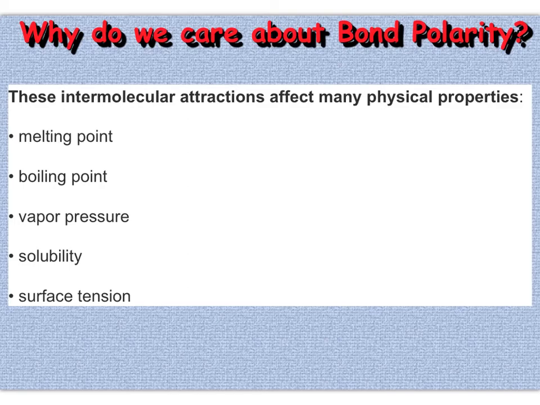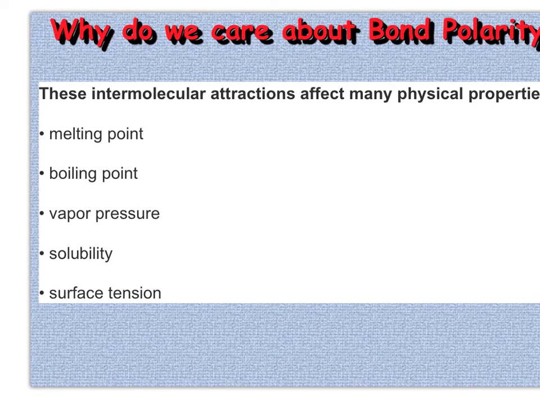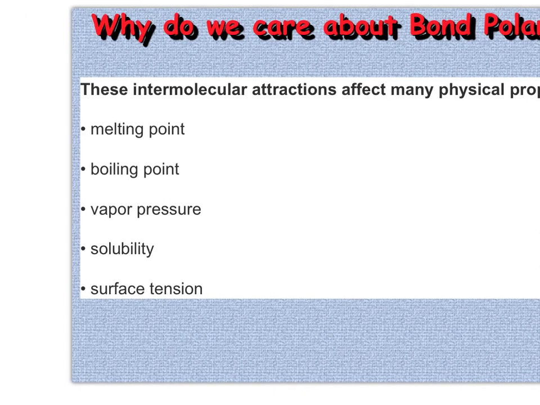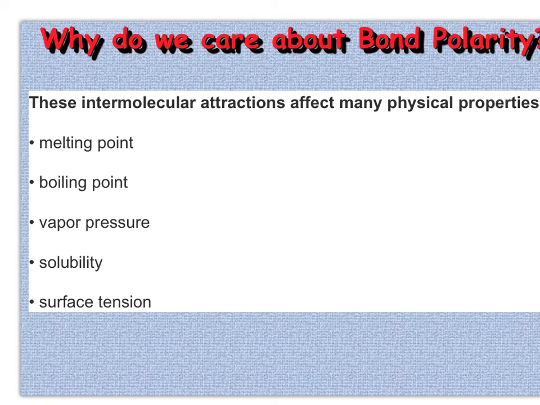So just some of the properties that are affected by the polarity of a compound: melting and boiling point, because that's basically the amount of energy it takes to pull those different molecules away from each other. Vapor pressure, how well it dissolves in a solvent, and surface tension. So it actually is important in chemistry. That's it for this third lecture in chapter 9, and that's it for chapter 9.